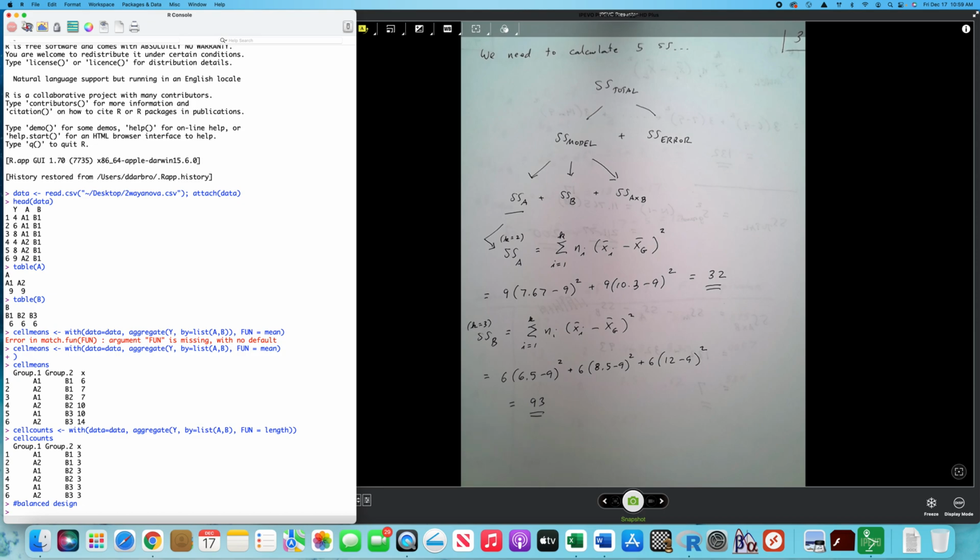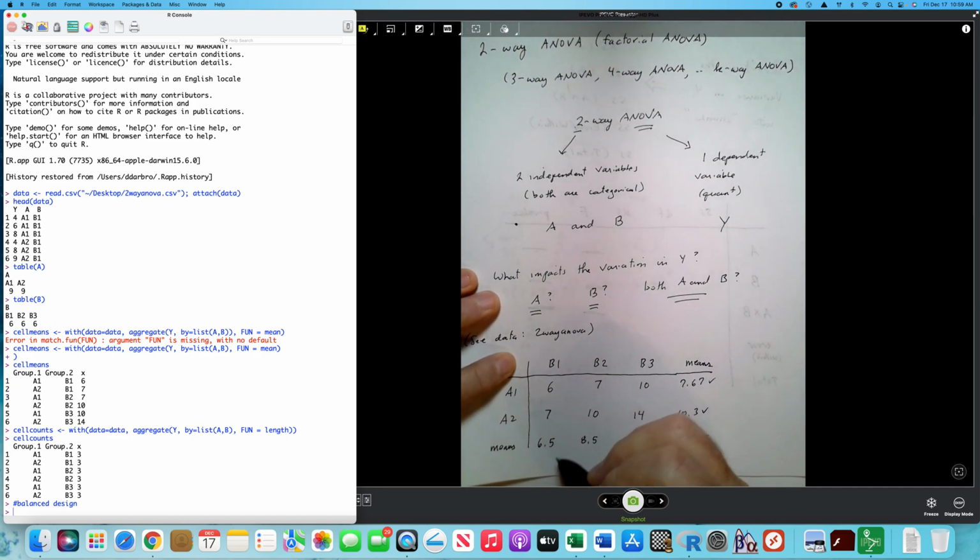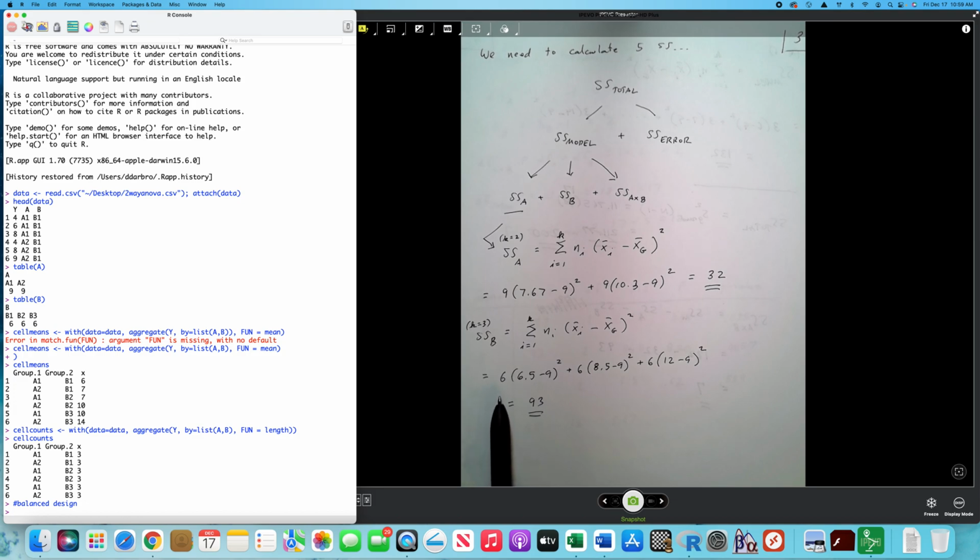Same thing for the sum of squares for B. We focus on these values, the difference between 6.5 and 9 squared, the difference of 8.5 and 9 squared, again multiplying by the cell count, which we got earlier. And it turns out the sum of squares for B is equal to 93.